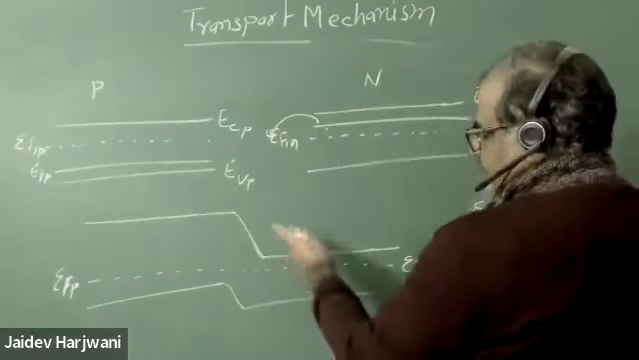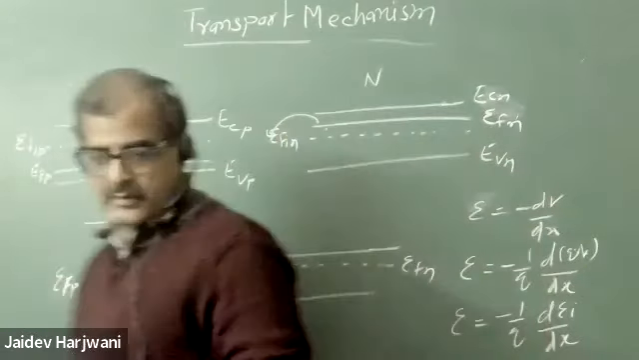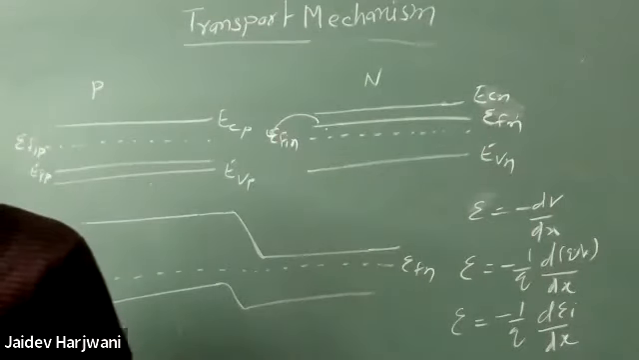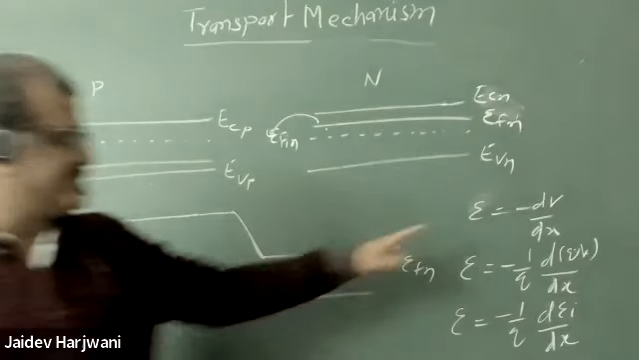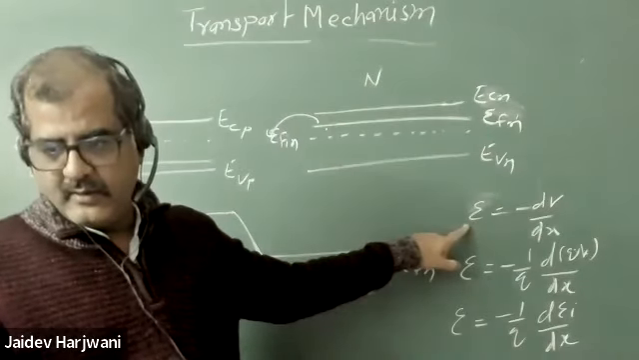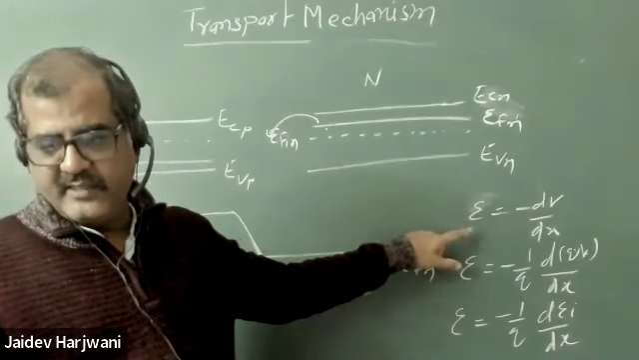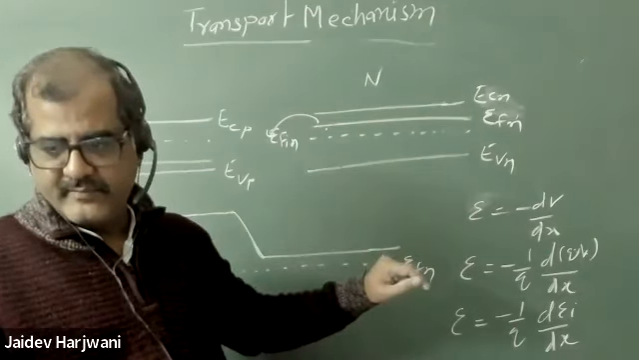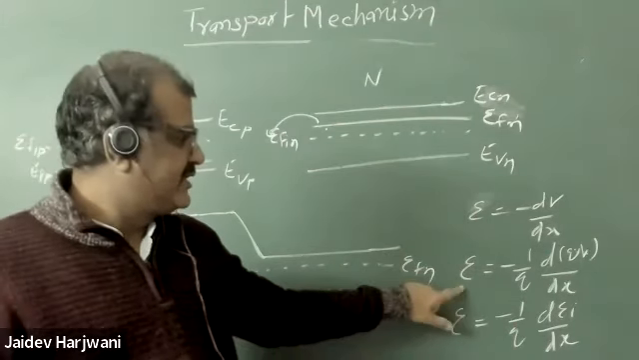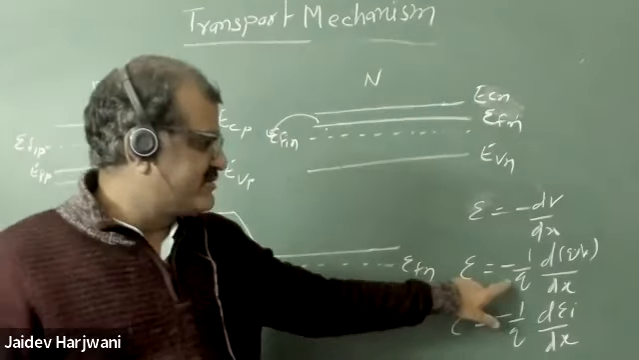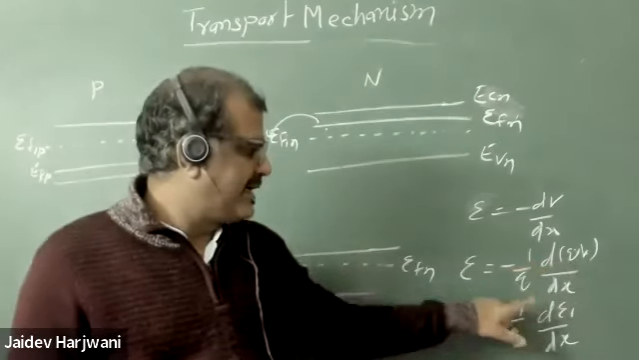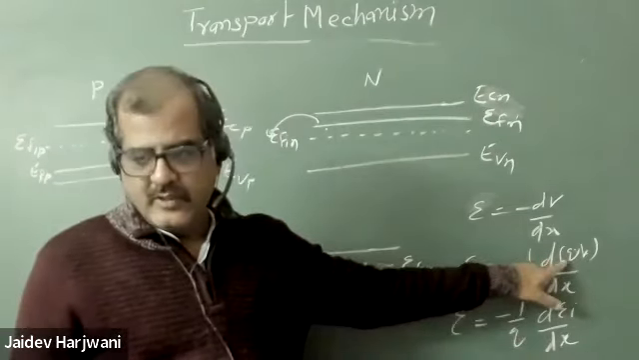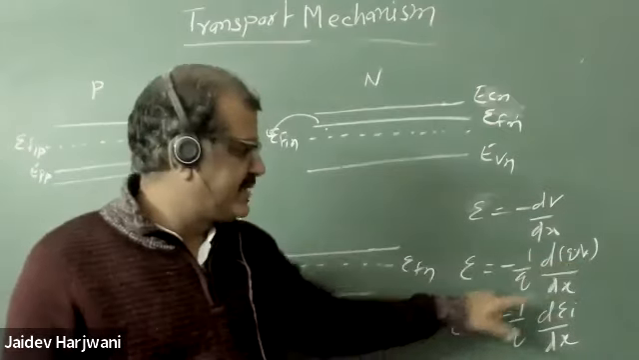Yes, tell me. Minus 1 by q into dEi by dx, this is the electric field. I am multiplying by q and dividing by q. So qV becomes energy now.